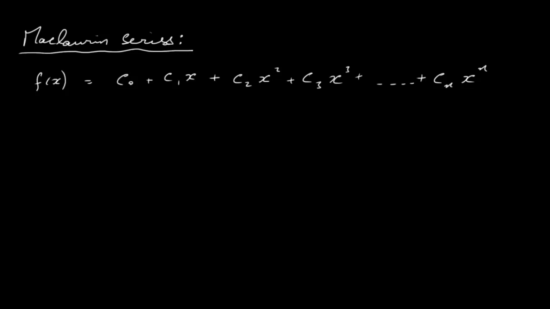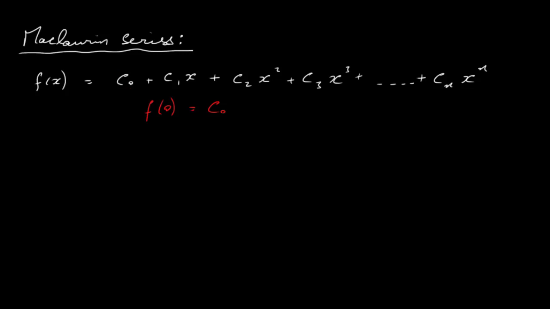Now let's look at x is equal to 0. At x equal to 0, on the left hand side we'll just get f of 0, whatever that might be. On the right hand side, if we replace all the x's with 0, we're just going to be left with c0. So f of 0 is just going to be equal to c0. We've worked out our first constant: c0 is just going to be f of 0.